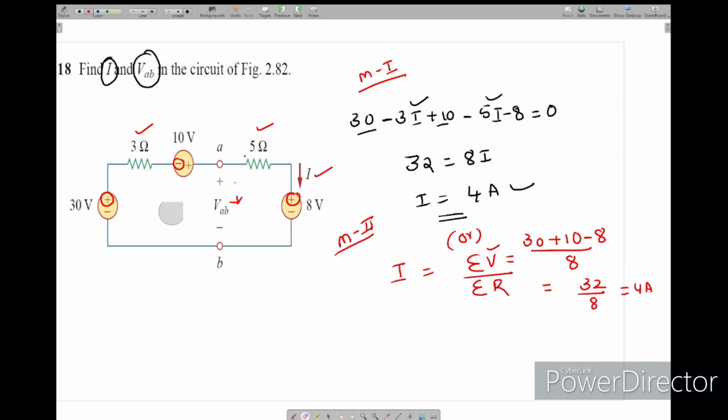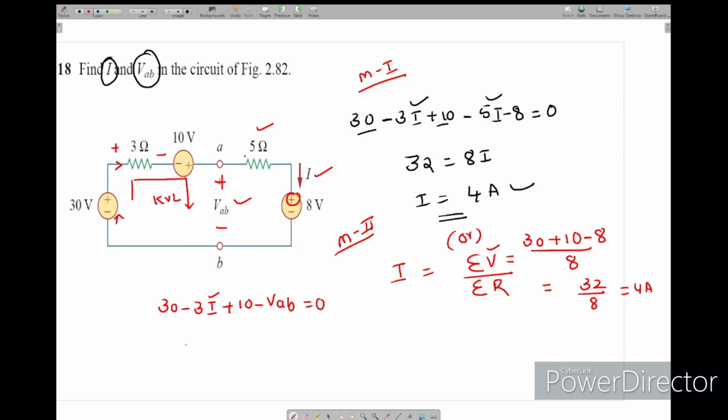Now we have to find the voltage at this particular point. So again we have to apply the KVL. In this fashion we apply the KVL to find this. Now I will apply the KVL. So again the current is in this direction. So 30 minus, again positive negative, minus 3I plus 10 minus VAB equal to 0, in this loop I applied the KVL.